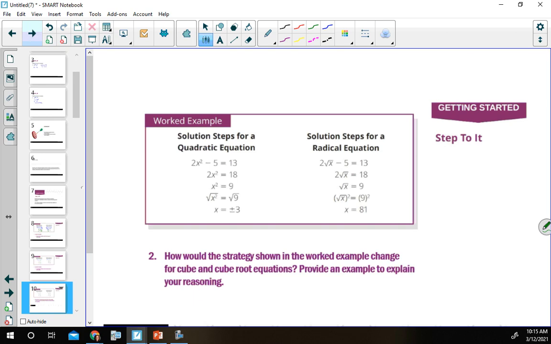How would the strategy shown in the worked example change for cube and cube root equations? So if I change this to a cube and this to a cube root, that's a little 3, sorry, it looks bad. Okay, so how do I get rid of a cube? Well, this I would have to cube root. How do I get rid of a cube root? Well, this I would have to cube. Okay, if it was a 4th root, I'd take it to the 4th power. If it was a 5th root, I'd take it to the 5th power.